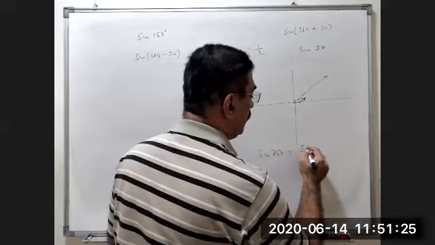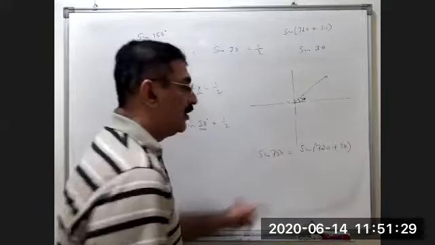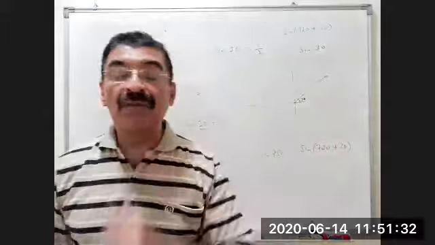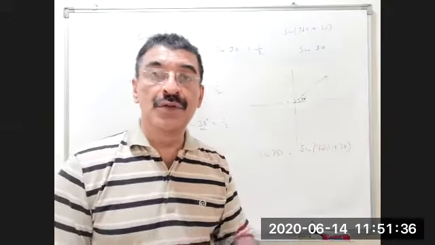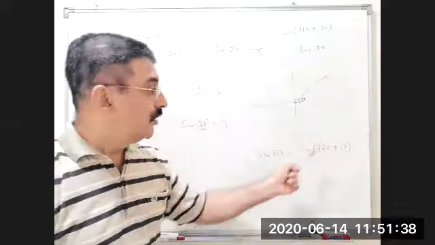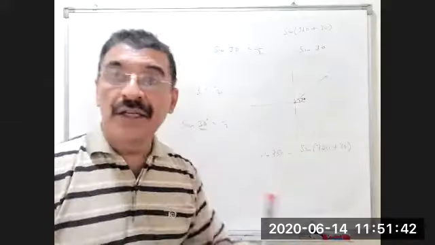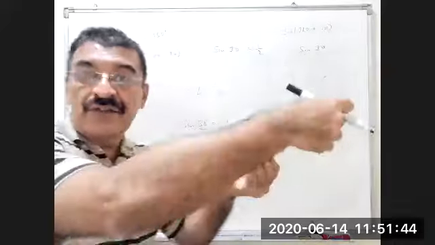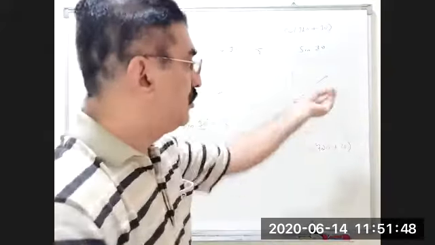Sine 750 is sine 720 plus 30. 720 is an even multiple of 90, 90 times 8 is 720, so again the even multiple means the function remains the same. Sine 30 again. 720 means the terminal ray took 2 rounds. First round, 360, then the second round.